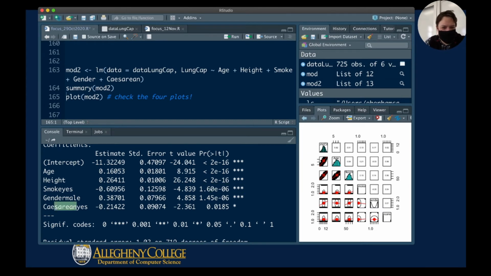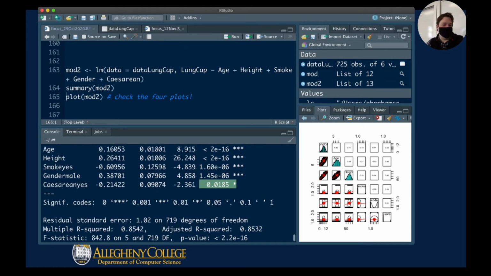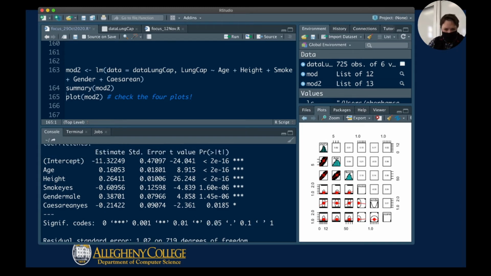You can see that, for instance, the Caesarean is a variable, yes, but it is not extraordinarily significant. It's just barely there. It just has this one star, and that one star is this guy over here. So you can still publish this result and say this is significant, but it's not all that significant compared to the other guys who have 3 stars.